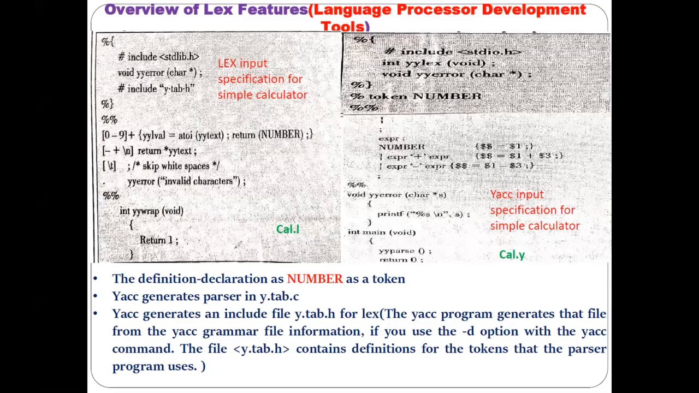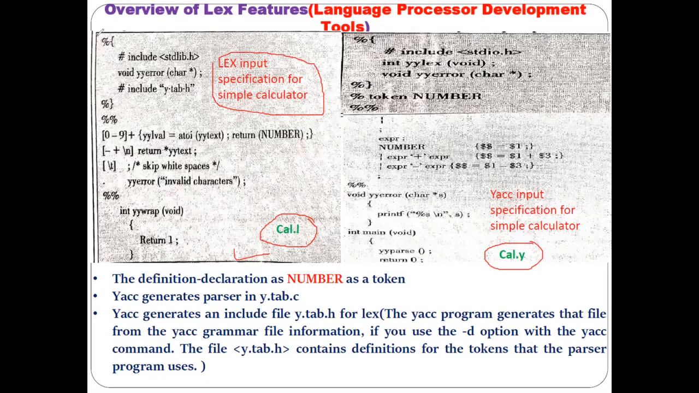So this is your lex program. I have given it the name cal.l, and this is your yacc program. I have named it cal.y. Understood? So let's try to understand these programs one by one. I have written it in the Word file also, but let's understand it here first. This is the lex input specification for a simple calculator. This is a lex program.